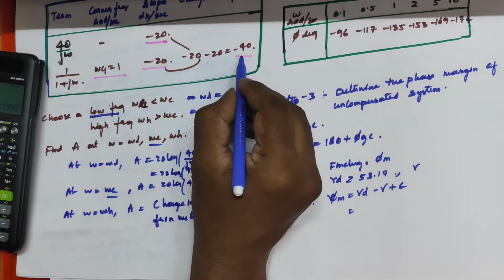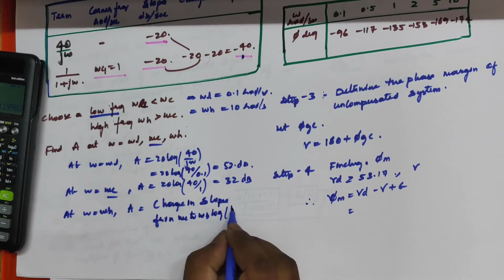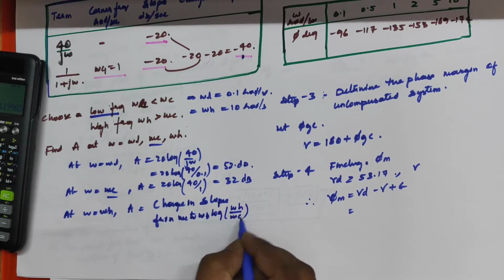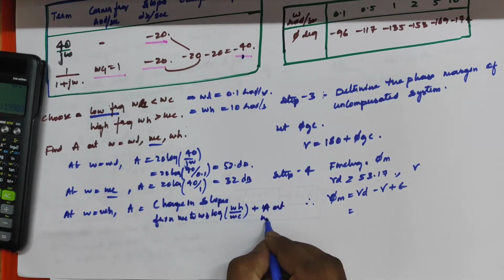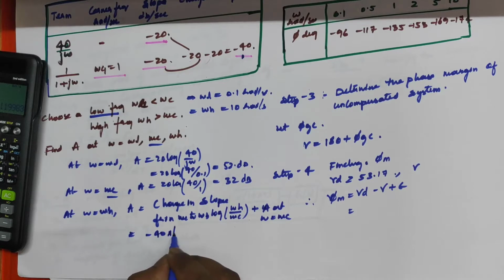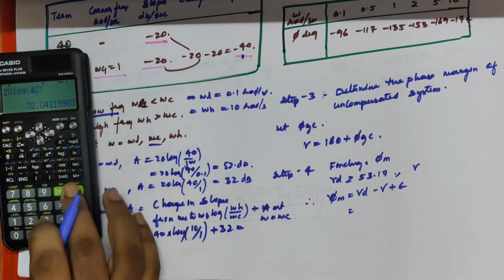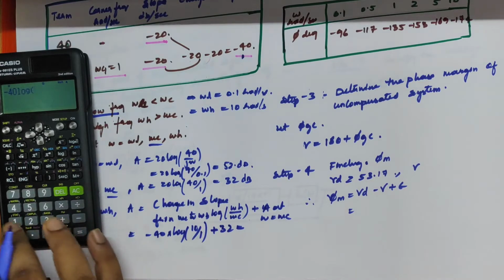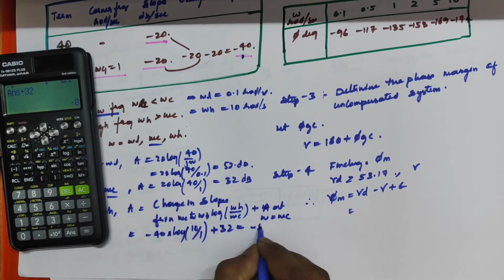So what is the change in slope? It is minus 40. The magnitude at omega equal to omega c is minus 40 log of omega h by omega c plus 32. So what will we have? Minus 40 log of 10, since omega h by omega c is 10, plus 32. So I obtained a value of minus 40 log 10 plus 32, which is minus 8 dB.